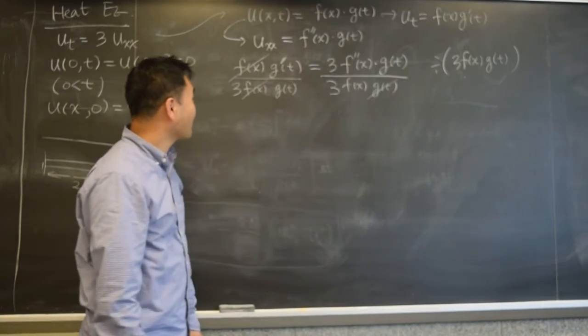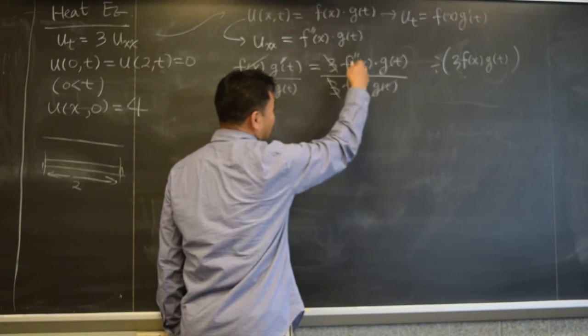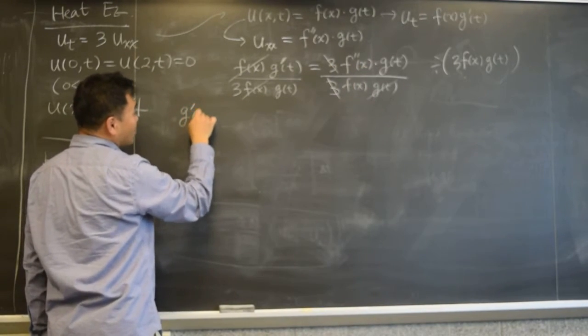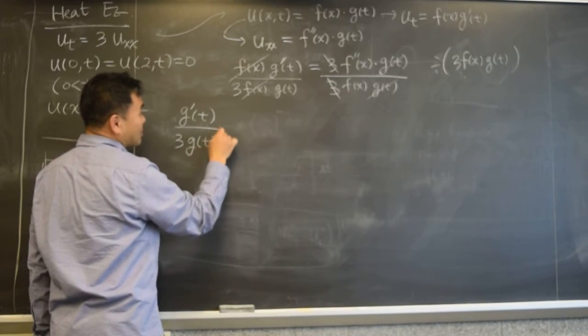So you get this, and then let's see, 3 also cancels, and that's what you get. Okay. Now, write down what you have and think really hard what this means.